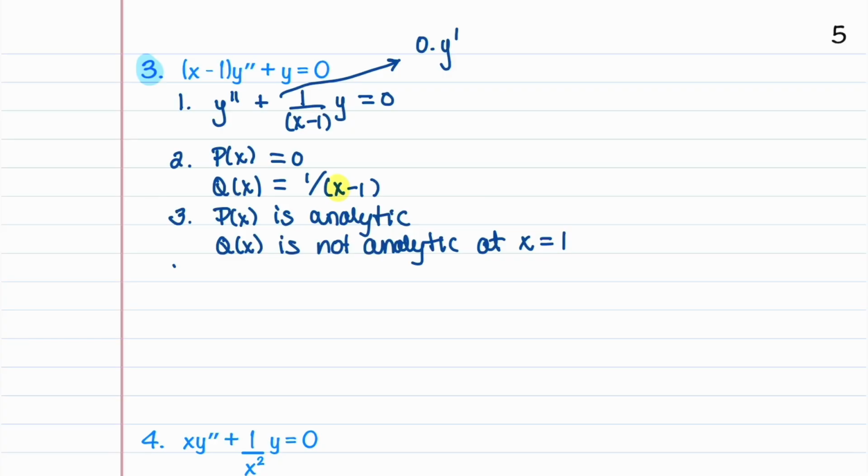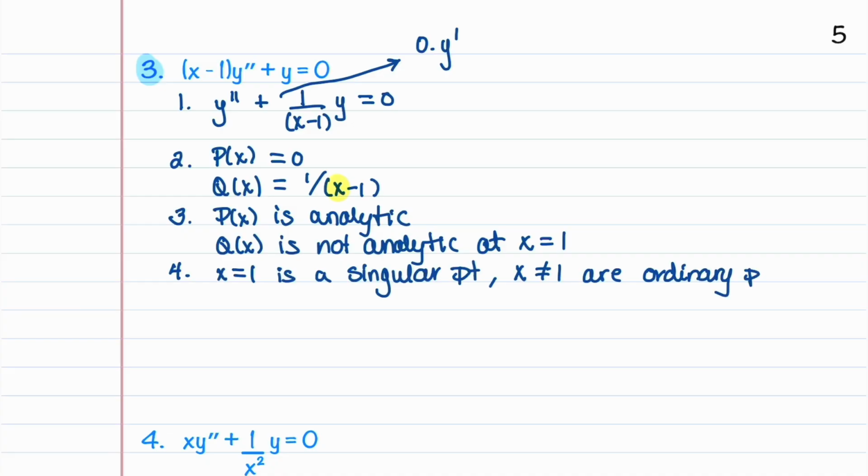In step 4, we need to classify our points. Since q of x is not analytic at x is equal to 1, we say that x is equal to 1 is a singular point. And then let's also say that x not equal to 1 are ordinary points. Now what we need to do in step 5 is classify this singular point at x is equal to 1.